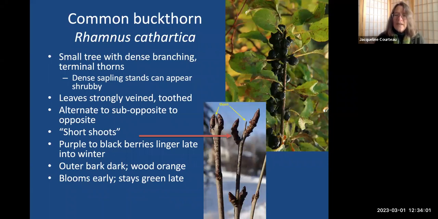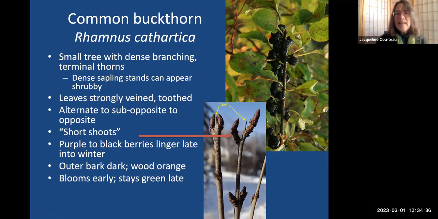Common buckthorn, Rhamnus cathartica. This used to be considered more of an upland thing, but it has really moved into our wetlands big time. It's a small tree with dense branching and often has terminal thorns or thorns that are branches. So you can see the thorns here. And they can be kind of hidden inside under the buds, or they can be sticking out. And if you work with buckthorn, you will be getting jabbed a lot.